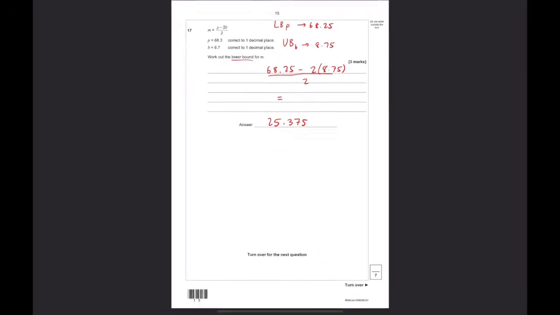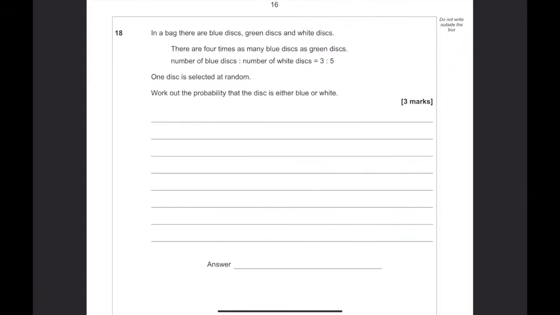And that gives us a value of 25.375. In a bag there are blue, green and white discs. There are 4 times as many blue discs as green discs. The number of blue to the number of white is 3 to 5. And if there's 4 times as many blue to green, then blue to green is going to be 4 to 1. One disc is selected at random. Work out the probability that the disc is either blue or white.